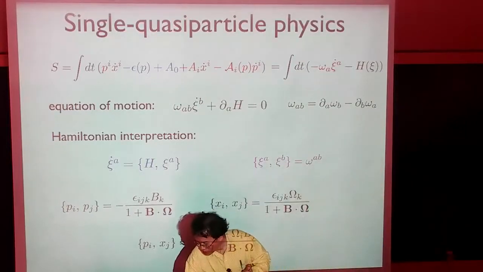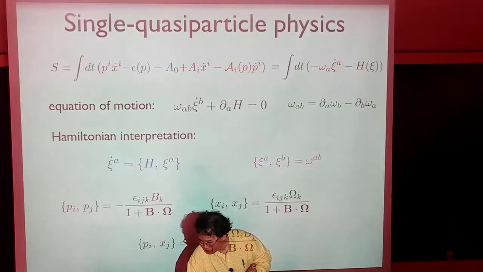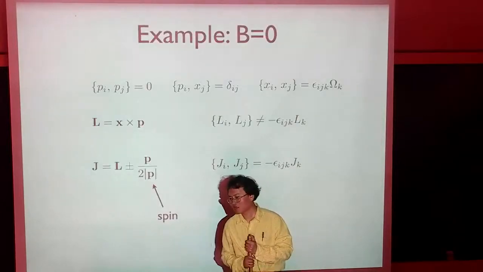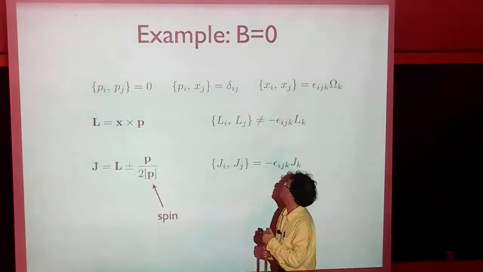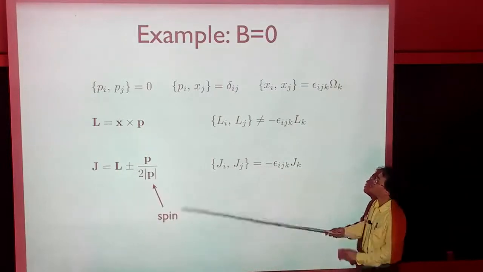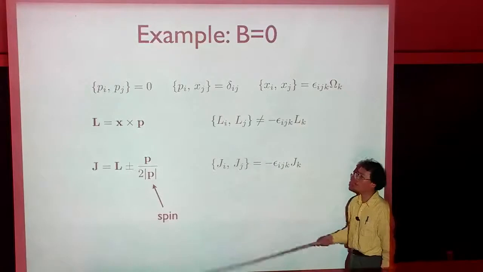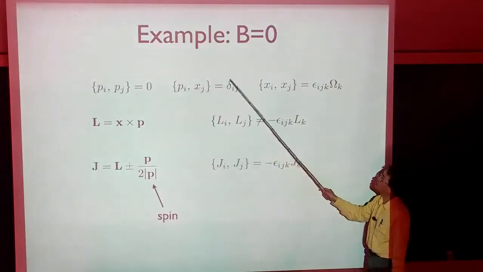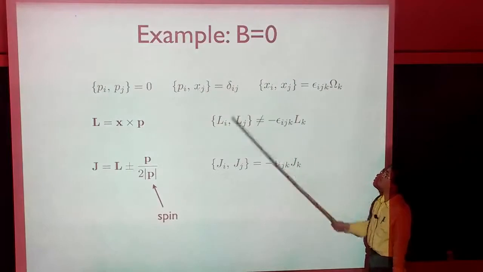So one case where one can see the commutation relation is simpler is the case when the magnetic field is equal to zero. Okay, so when the magnetic field is equal to zero, it simplifies: the momenta commute with each other, and the commutation relation between P and X looks like the usual one.